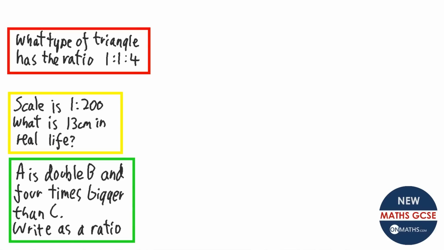Okay, so we now have some quite harder questions on ratio. So the first one asks us what type of triangle has the ratio 1 to 1 to 4.